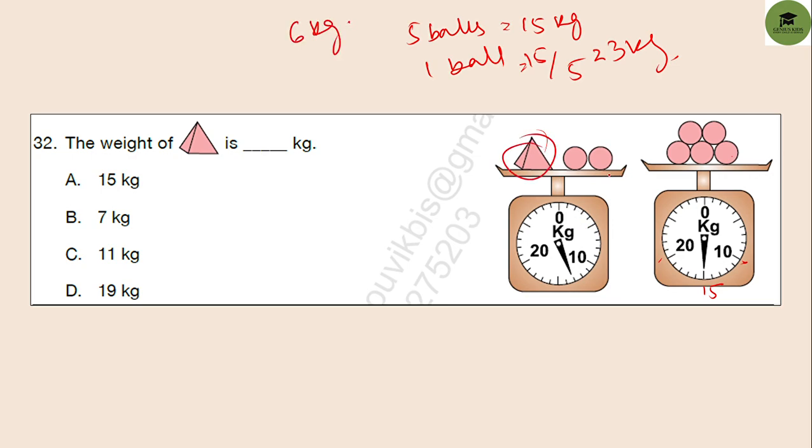Now this plus 6 kg, here you can write 6 kg, that will equal 10 plus 11 plus 12 plus 13. So this prism plus 6 kg will equal 13 kg. 13 kg means 5, 10, and then 11, 12, 13. Then this triangle's weight is 13 minus 6, that will be 7 kg. So option B is your correct answer. Okay.